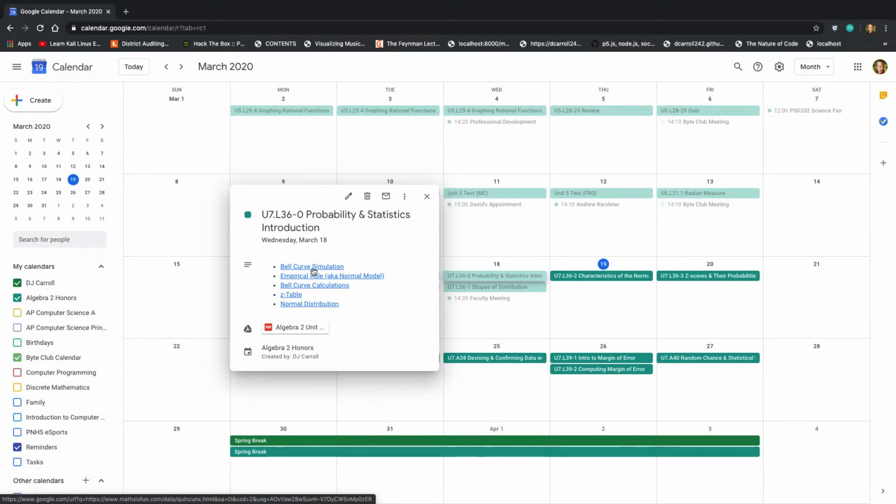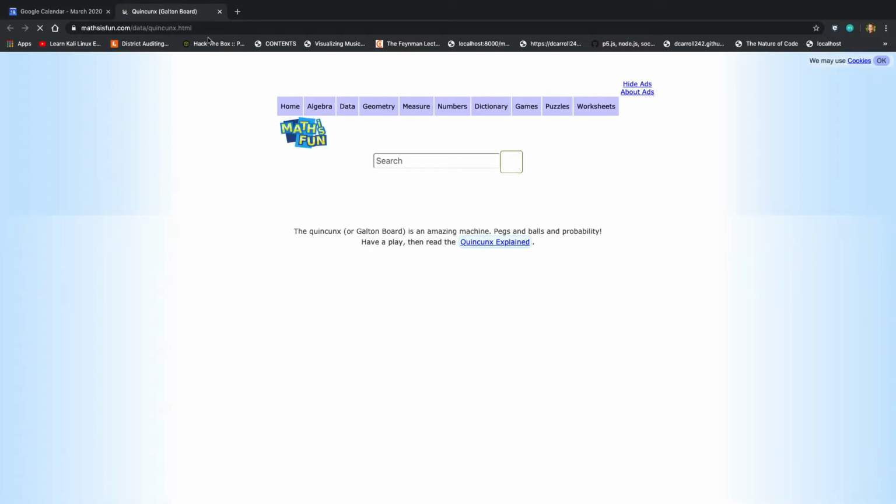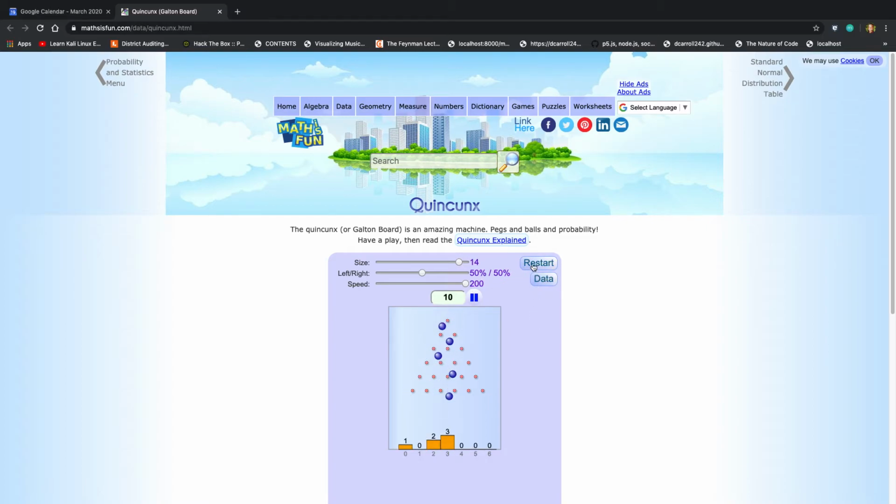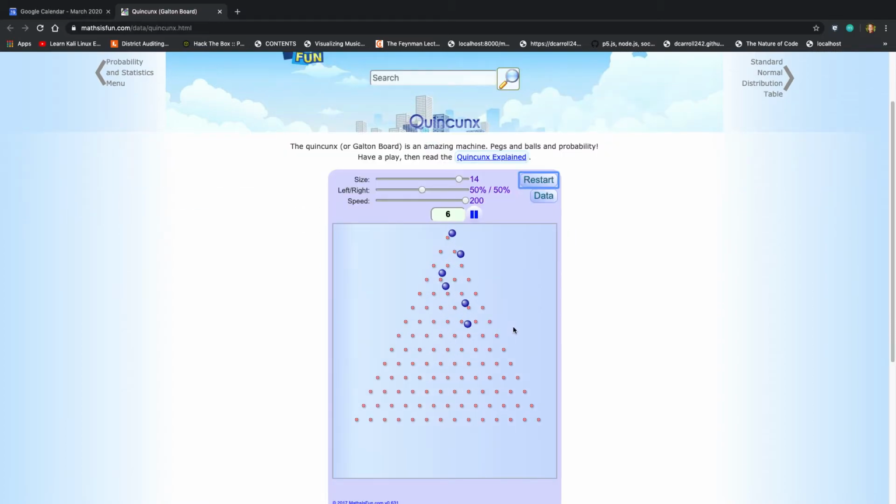The first is a bell curve simulation. So how does that thing get created? I'm going to turn this on right now, and you can play with this, but I'm going to increase the size, increase the speed, and restart this. There we go. I'm going to let this run. This is kind of like that game you've probably seen on TV, I think it's called Plinko, in a very old, popular TV show.